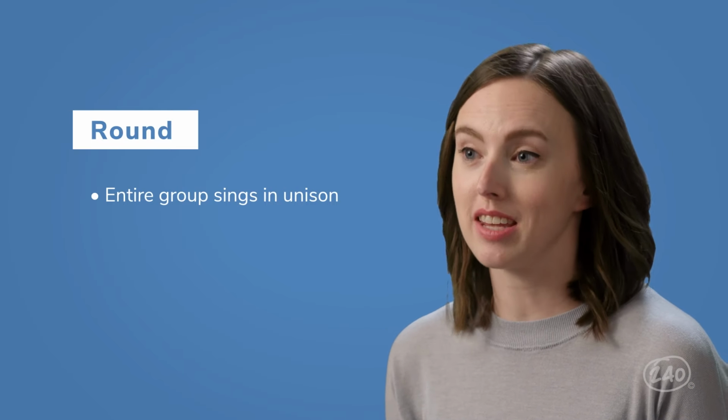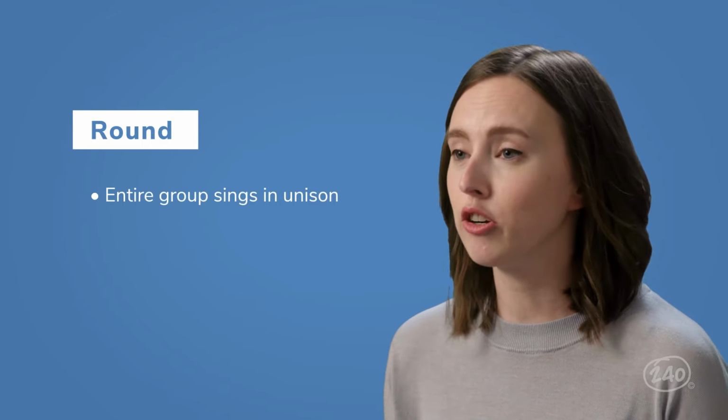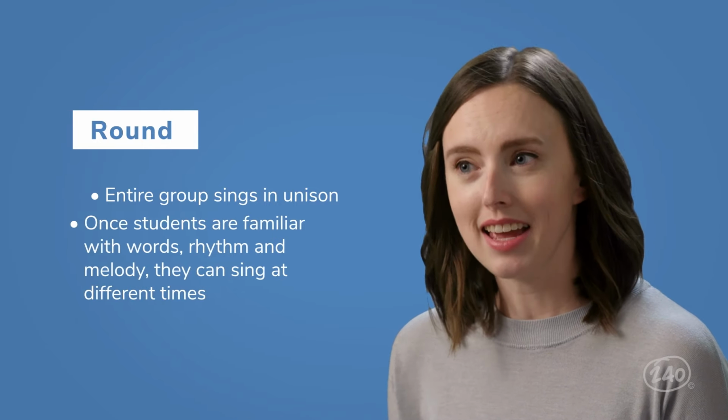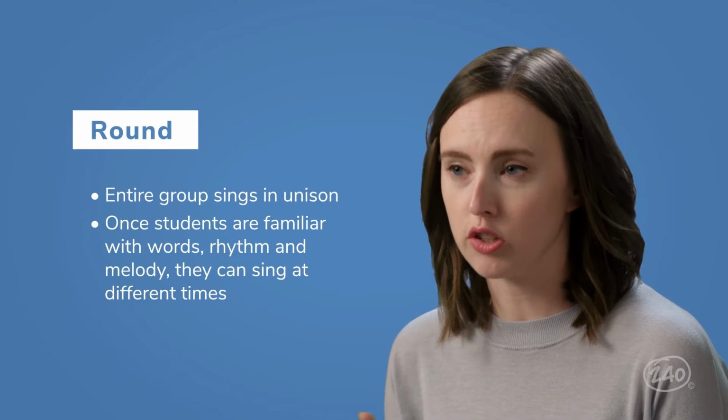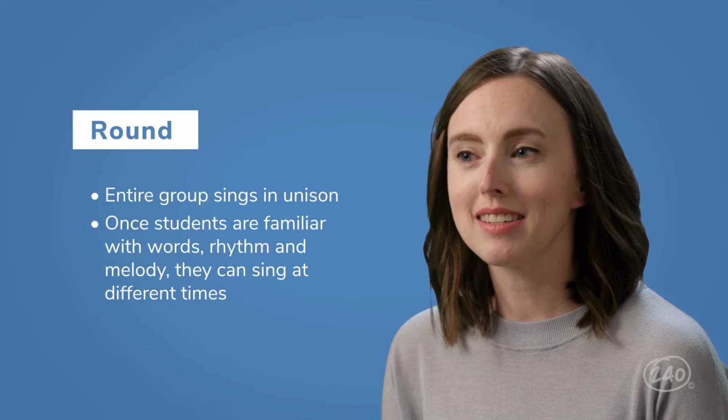When teaching students to sing rounds, begin by having the entire group sing in unison. Then, as students become more familiar with the words, rhythm, and melody, have students begin singing at different times. And here's a tip. Creating choreography for different parts of the song will add interest and excitement.